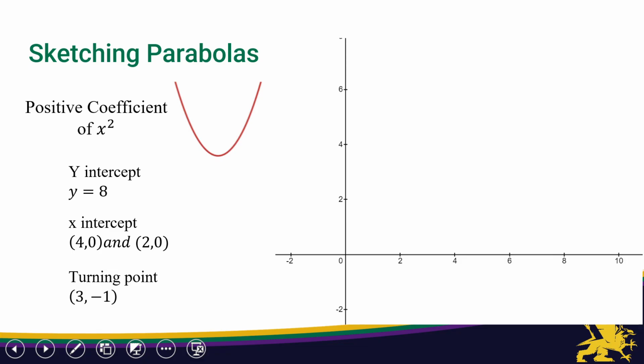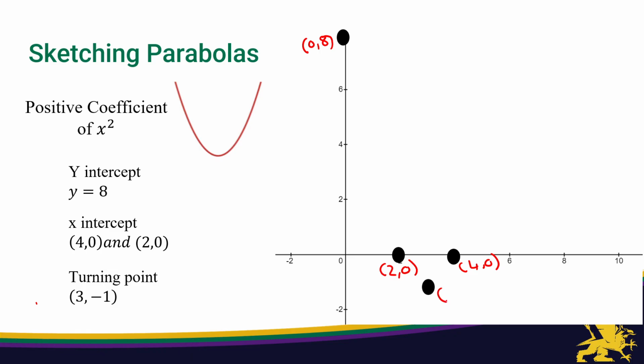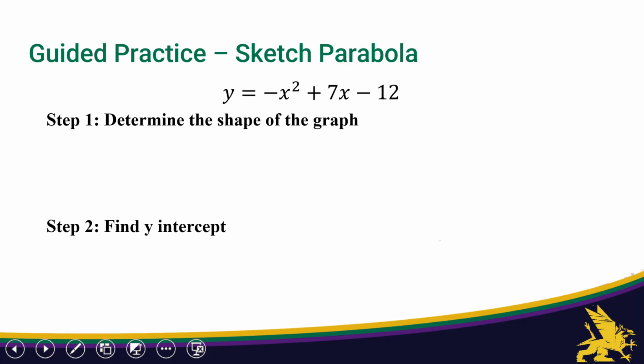Now I'm just going to put all my points onto my graph. So I've got my y-intercept, which is when x is 0, y is 8. Make sure you label it properly. The next part, I've got my x-intercepts, which are x is 2, y is 0, and x is 4, y is 0. And I've got my turning point as well, which is when x is 3, y is negative 1. And I just join them together.